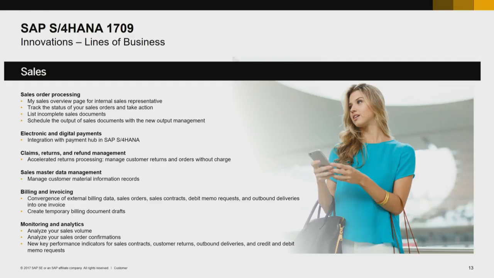Second example for sales would be electronic and digital payment. It gives you the ability to integrate with Digital Payment Hub and S/4HANA. In sales order processing, we give you a new app that will help you to check the completeness of your sales documents, the new SAP Fiori app List Incomplete Sales Orders.